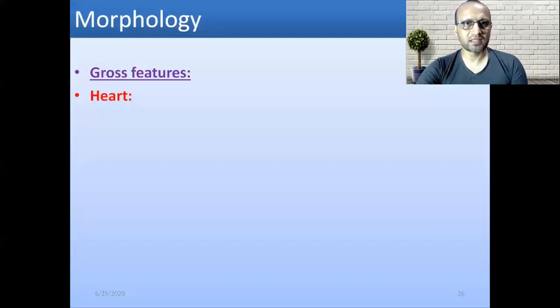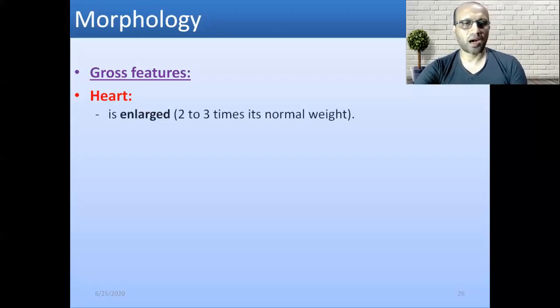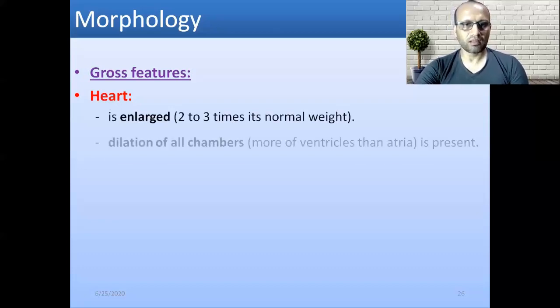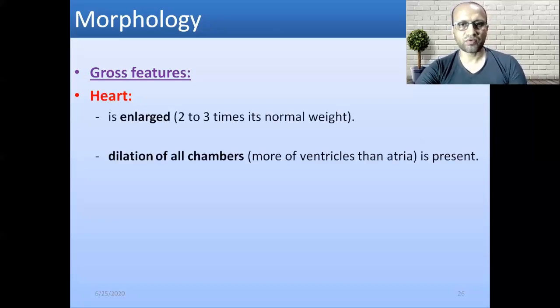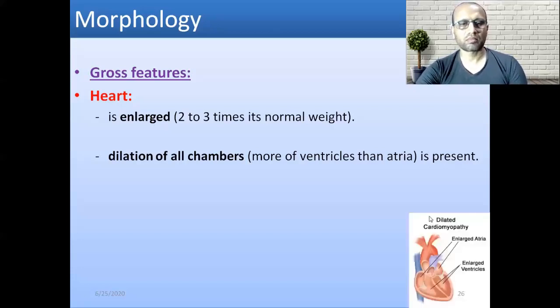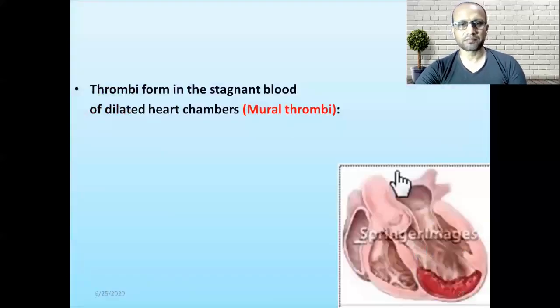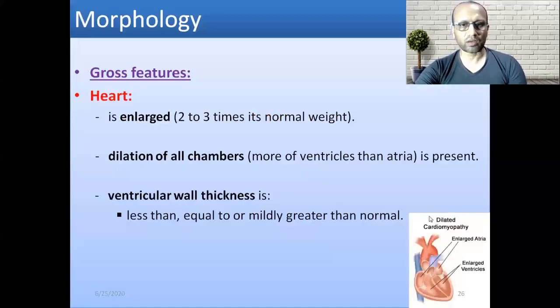Morphology of dilated cardiomyopathy: heart is enlarged 2 to 3 times its normal weight. All chambers are dilated. There is 4-chamber dilatation. Ventricles are dilated more than the atria. Ventricular wall thickness is less than, equal to, or mildly greater than normal.